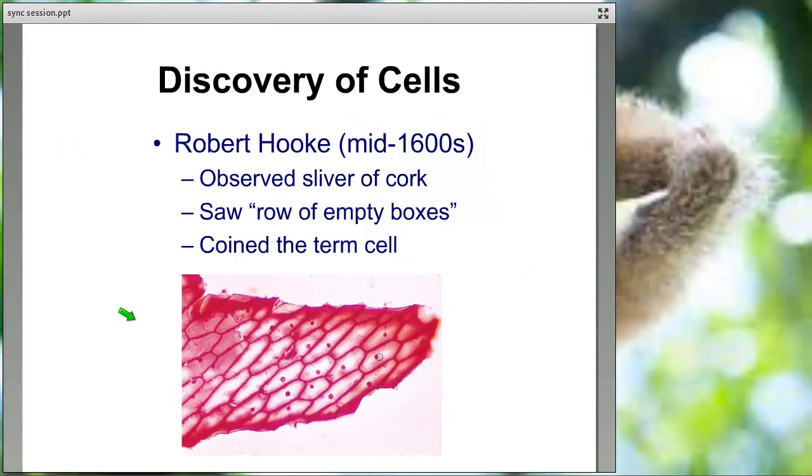Discovery of cells. Robert Hooke discovered cells, and he discovered them by looking at a sliver of cork, and cork is alive because it comes from a tree. And he saw these little empty-looking boxes, and he called it a cell because it reminded him of the cells that monks live in monasteries.